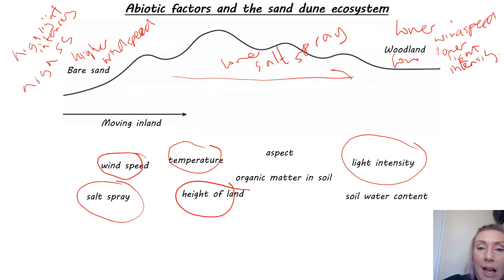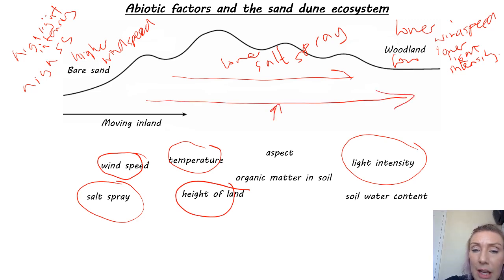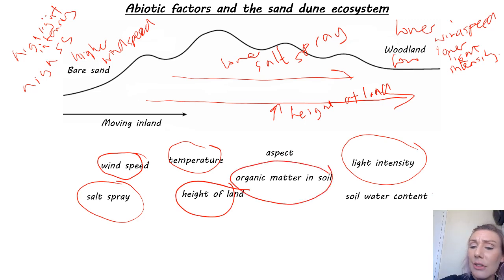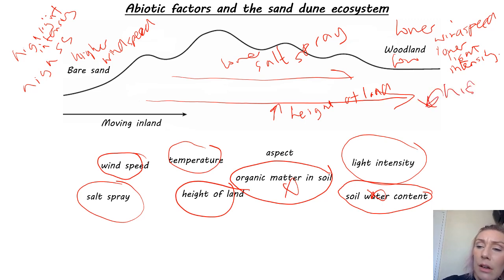Height of the land, well, that's a nice trend across the whole of that sand dune, because there's an increased height above sea level as the dune builds. So this is a building sand dune system: the sand's washing up in the estuary and it's building new land, and the land is raising up. Organic matter in the soil and soil water content are both higher in the woodland where you've got an established soil.